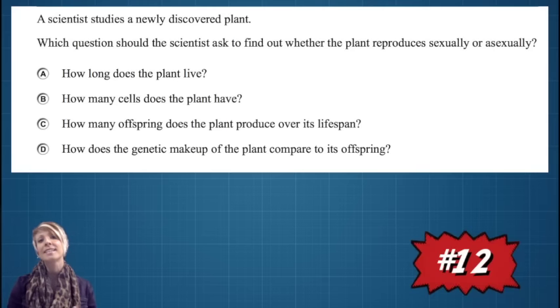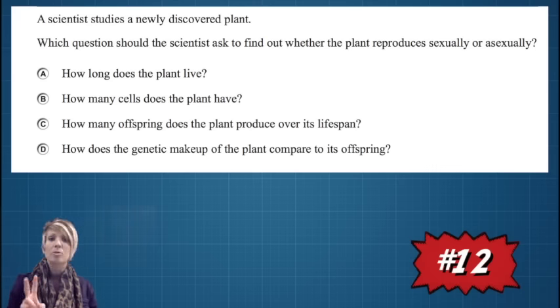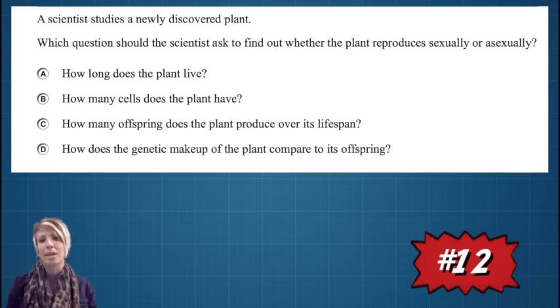Okay, moving on. It says the scientist studies a newly discovered plant. Which question should the scientist ask to find out whether the plant reproduces sexually or asexually? Well, let's review two types of reproduction. In asexual reproduction, it only involves one organism, and the offspring look identical to the parent. In sexual reproduction, it involves two organisms, and the offspring is a mix of the DNA from those two parents. Knowing that, what would be the question that the scientist would have to ask to find out about how this plant reproduces?